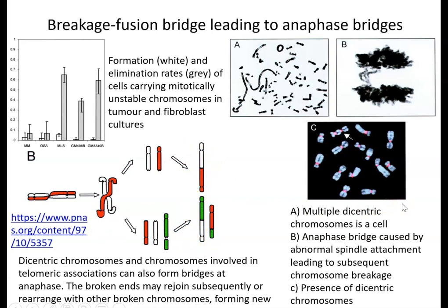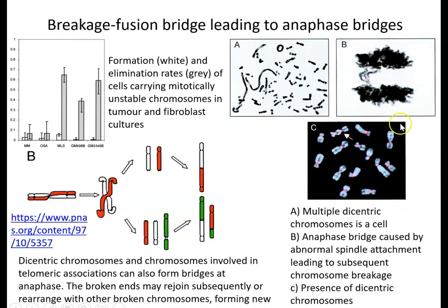Now, you have to remember that a normal cell should die at this point, but the cancer cells often have defects in apoptosis and survive this process. So we see this thing called breakage-fusion bridges leading to anaphase bridges, and these are chromosomes that are attached to the mitotic spindles in one cell and still attached to one in the other cell. And as cytokinesis occurs, those chromosomes get ripped down the middle, but then the cell just carries on regardless.